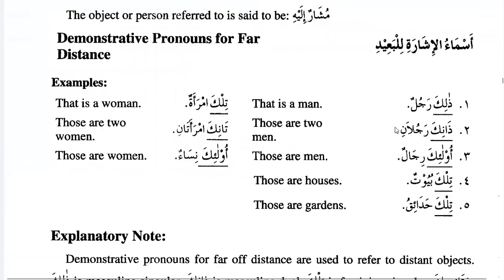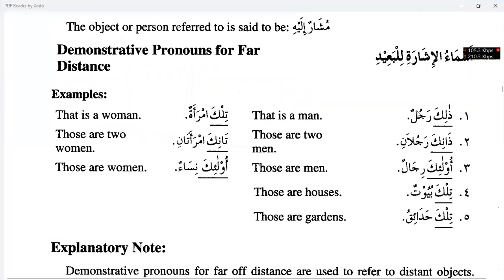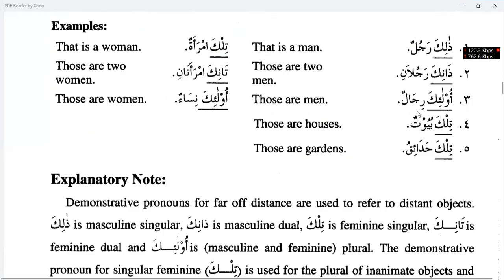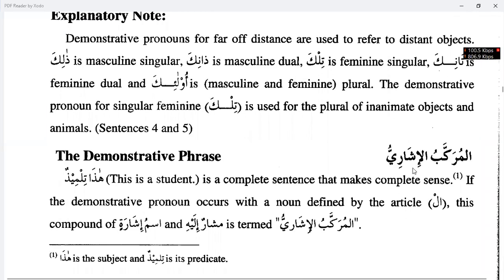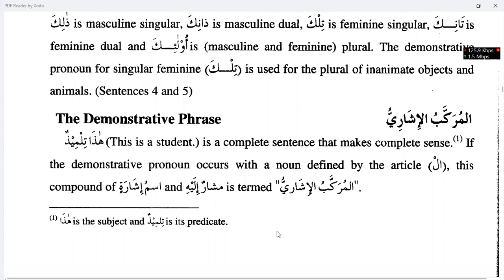So in these sentences, for example, Zalika Rajul, is it al murakkabul ishari or not? Mahmud Usman Ambalo, tell me. This sentence, Zalika Rajul, is it murakkabul ishari or not? It's murakkabul ishari. Does everyone agree with this? No, it's a sentence. It's complete. Yes. So it is saying it is a man. This sentence, Zalika Rajul, is a complete sentence. This means it is not murakkabul ishari, because murakkabul ishari is always incomplete. Okay, Muhammad Usman Ambalo?